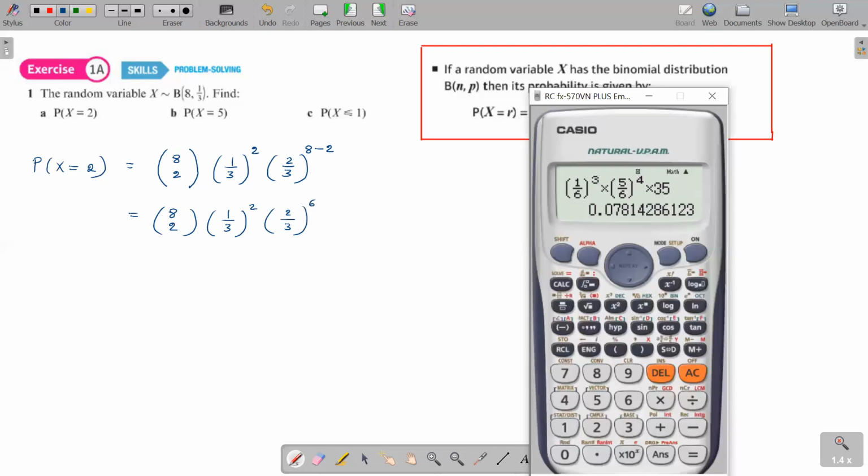Okay, so let's type everything in the calculator. 8C2 into 1 over 3 squared into 2 over 3 to the power 6. You type the whole thing in the calculator and you get the answer. I get this figure, 1792 over 6561, which is 0.273129. So it's 0.273, corrected to 3 decimal places.